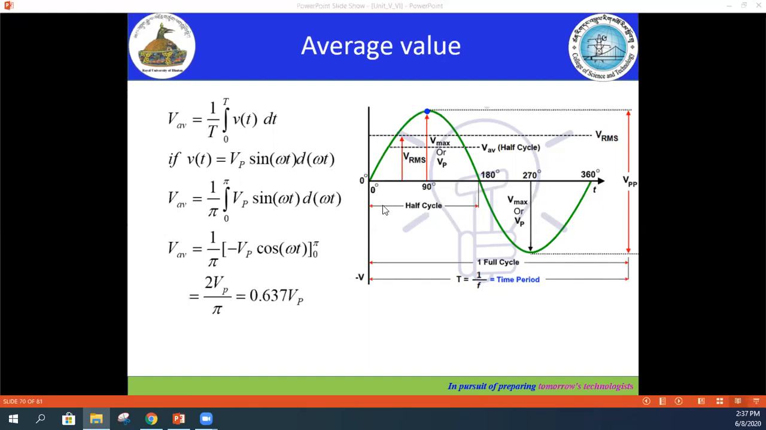Now, they are giving the function: if v of t is equal to Vp, the amplitude, times sine of omega t, d omega t, and you are finding the average value. Here we are taking it in radian form: 1 by pi, integral from 0 to pi, Vp sine omega t, with respect to d omega t, and our final value is 0.637 Vp, which means our average value will be 63.7% of the peak voltage.